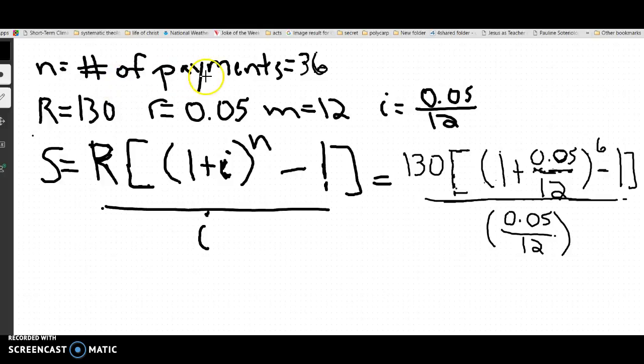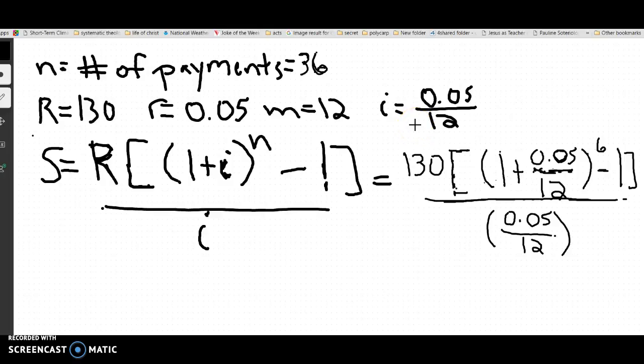So n is the number of total payments. That's going to be 3 years times 12 times a year, or monthly. So 3 times 12 is 36. N is 36. R is the amount you're investing each month. That's 130. The interest rate is 5%, 0.05. And then we're doing it monthly, so M is equal to 12. To find I, I simply take R over M, and so that's going to be 0.05 over 12.